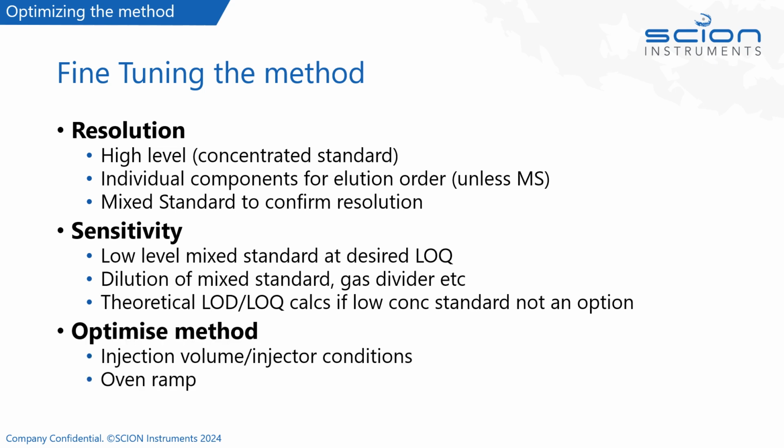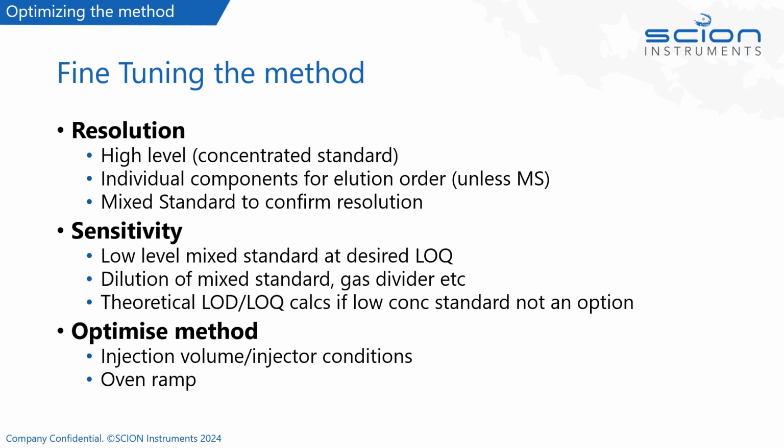Other things we can consider in optimizing the method, so the injection volume we can play around with. I would be careful not to go too high, as this can have a really negative effect on your analysis. And the injector conditions as well. So are we looking at active ingredients, high level, high concentrated samples? So maybe we want to do a split injection where we vent most of the sample that's injected, because the target analytes are so concentrated, we'll still see them fine and we'll preserve the system. Or are we looking at real trace level analysis? So maybe we want to do a splitless injection or even a pulse splitless injection.